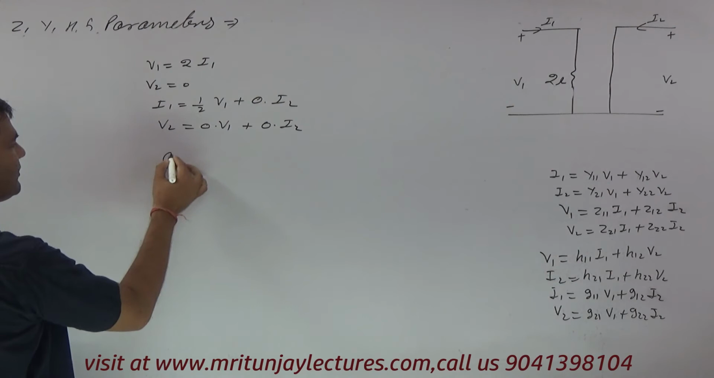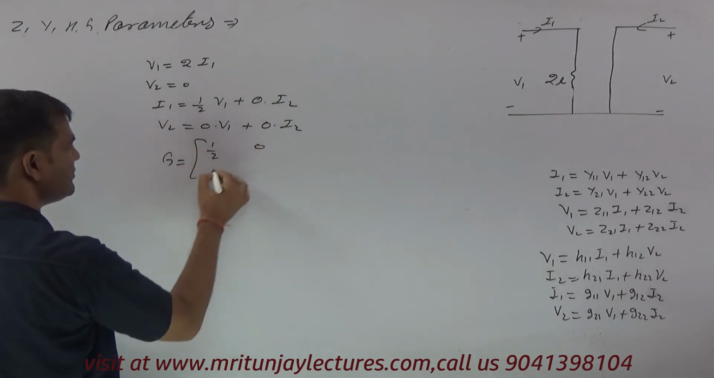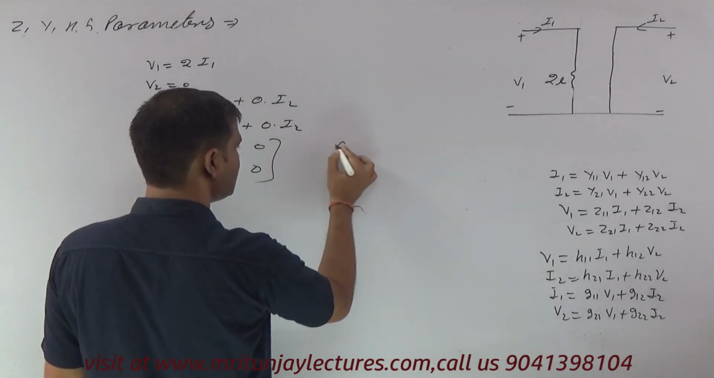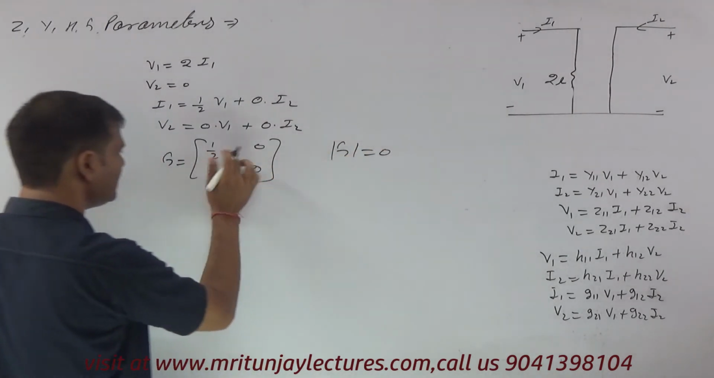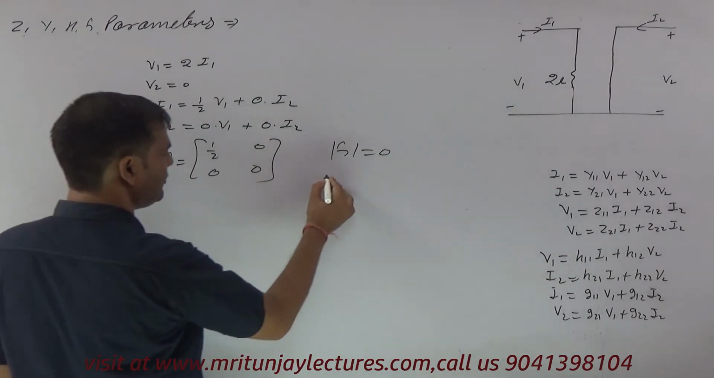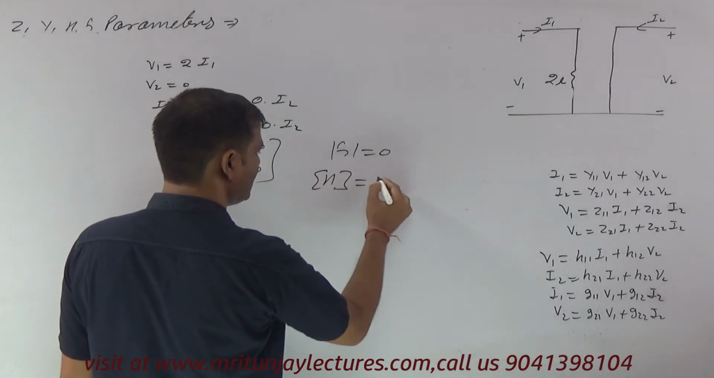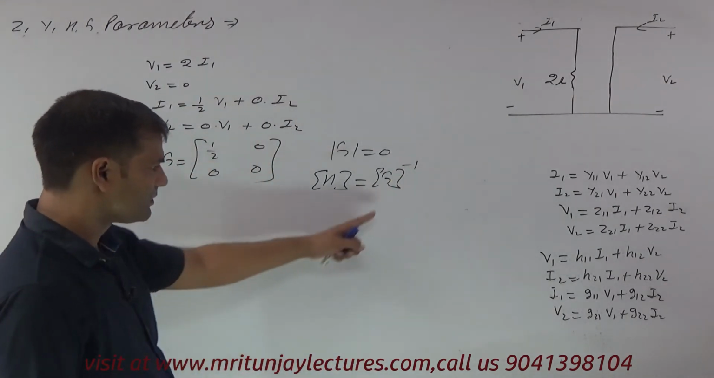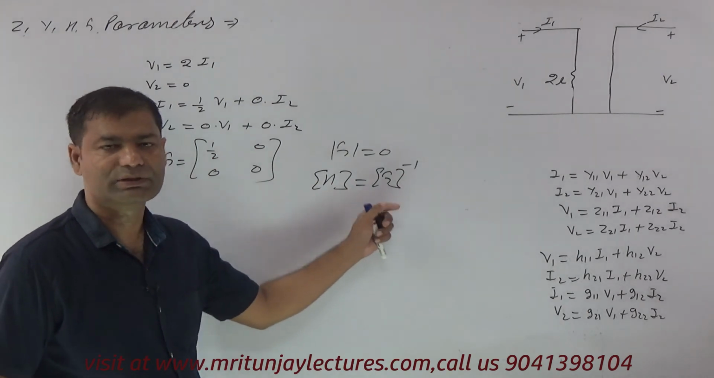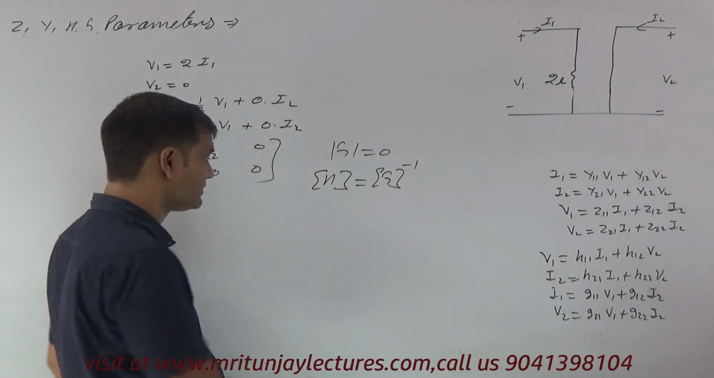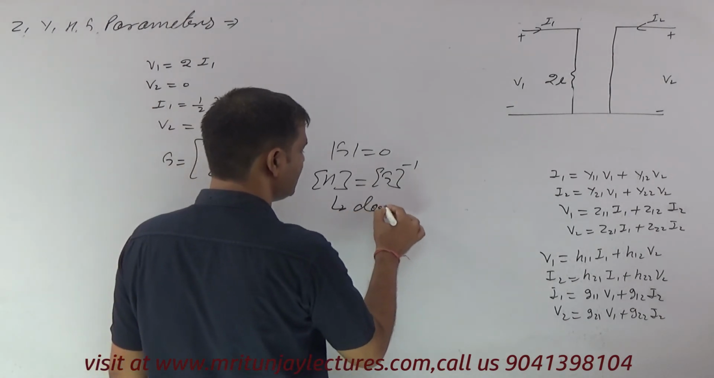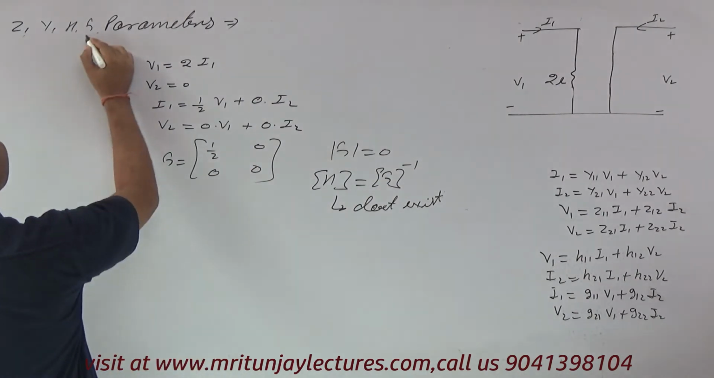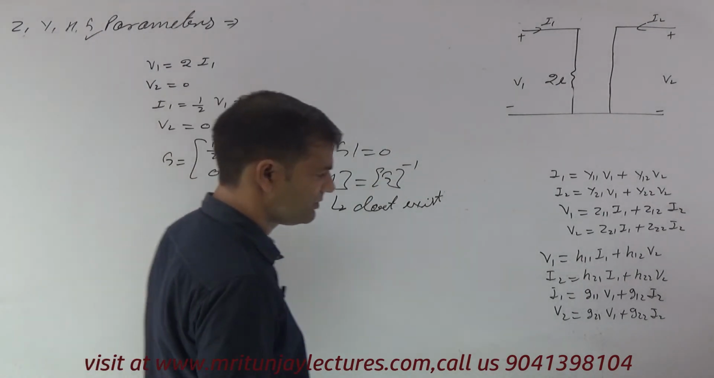So what about the G parameter? Corresponding to this, 1 by 2, 0, 0, 0. Same thing, mod G is 0 times 0 minus 0, that's why. So what about the H parameter? H parameter does not exist because H is equal to G inverse. So mod Z, you can say, does not exist. Clear or not? So only G parameters exist corresponding to this one.